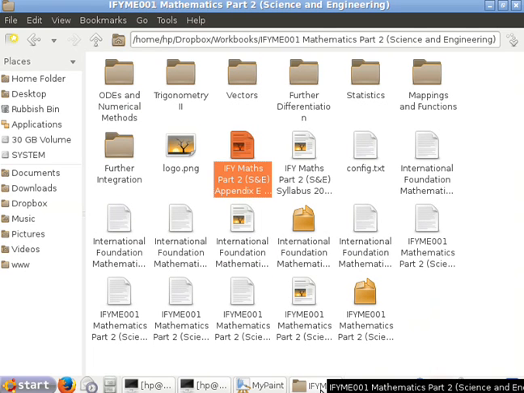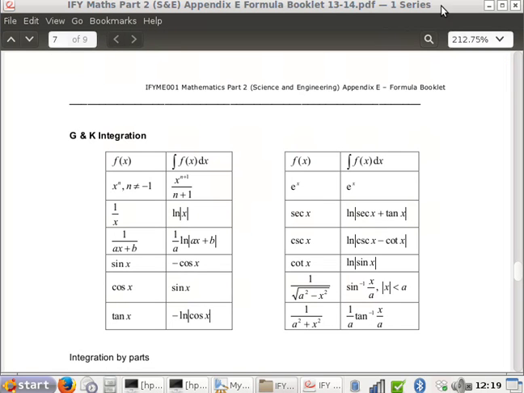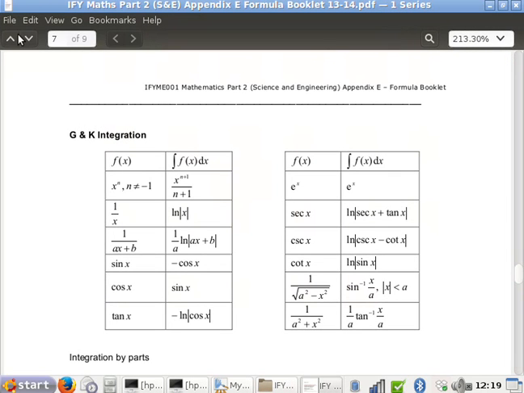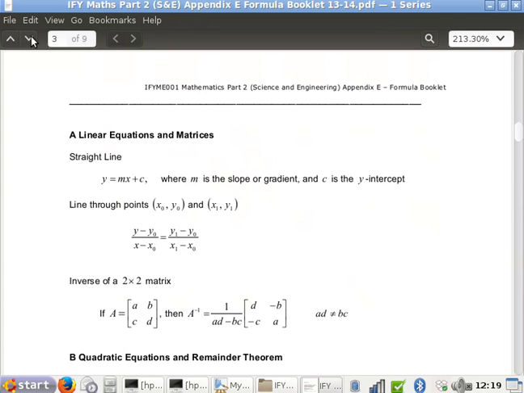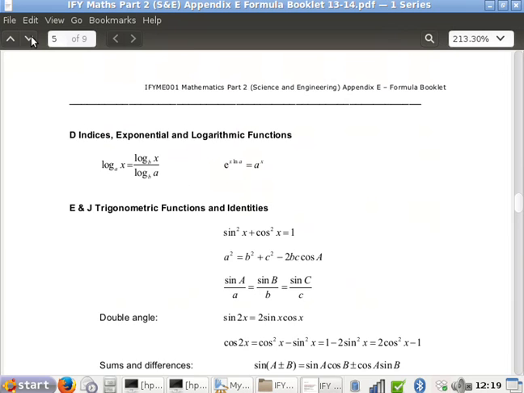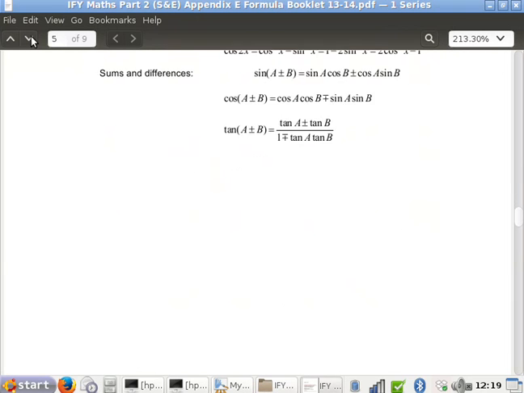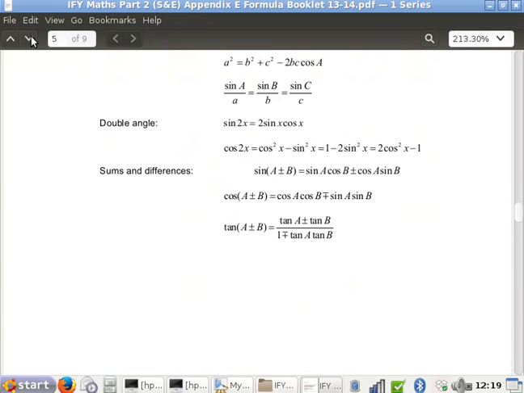Formula book, here we go. Right, let's have a look at what formulas you do have for trigonometry. So trigonometry is section E. Let's just make sure it's not on the other page.